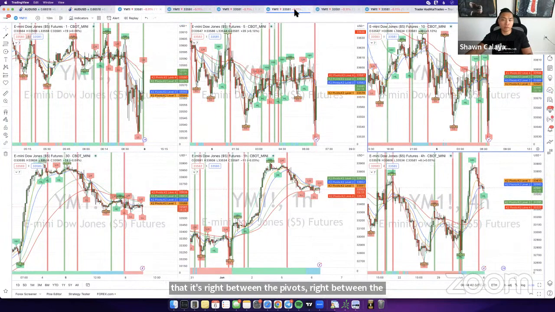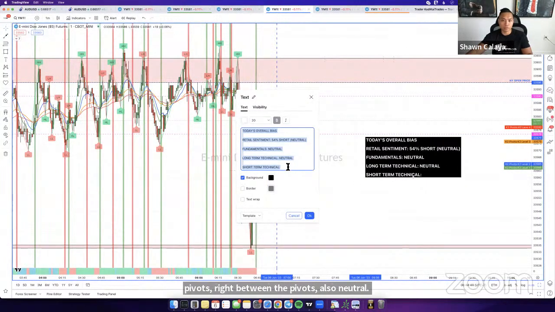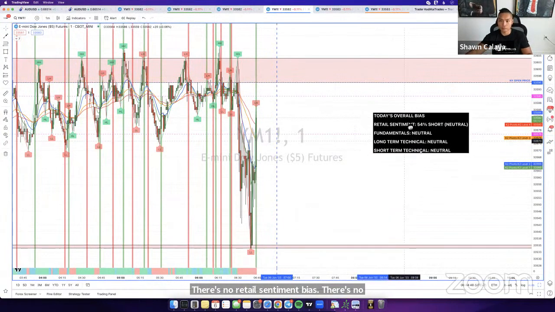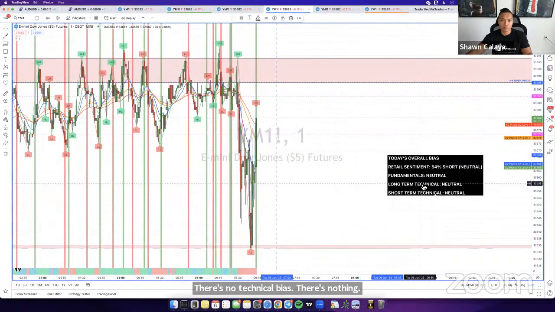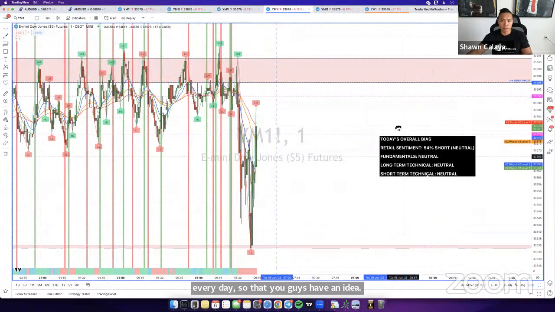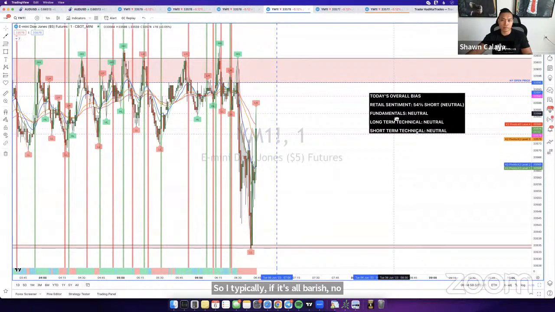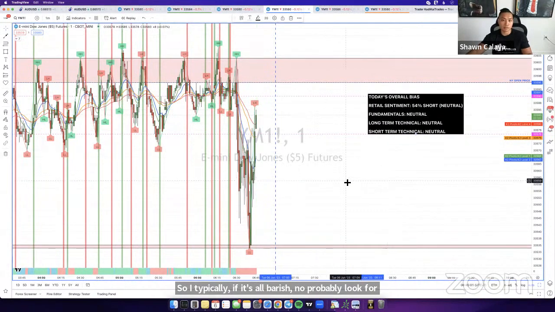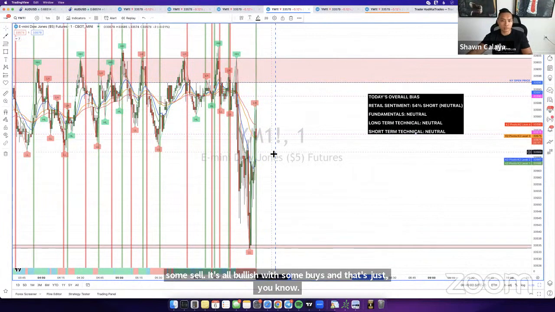So there's literally no bias right now at all. There's no retail sentiment bias, no fundamental bias, no technical bias, there's nothing. So no bias right now at all. I'll try to keep this up every day so that you guys have an idea. Typically if it's all bearish, probably look for some sells. If it's all bullish, look for some buys. I'm trying to make things as simple as possible so that you guys don't make any mistakes in the charts when analyzing your entries.